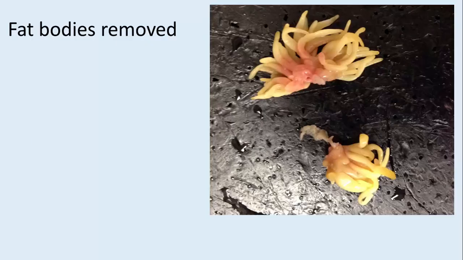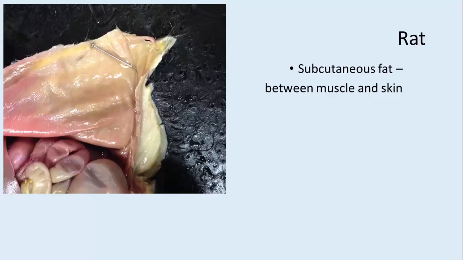And in this picture I removed the fat bodies so you can really see the extent of these structures in the body. So again, amphibians store their fat in these fat bodies. They do not have fat underneath their skin. That's in comparison to mammals, and the rat is our example of a mammal. Mammals contain subcutaneous fat. Subcutaneous fat is fat that's found below the skin surface.